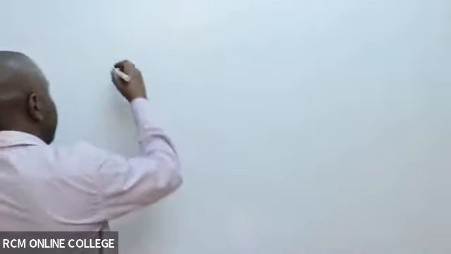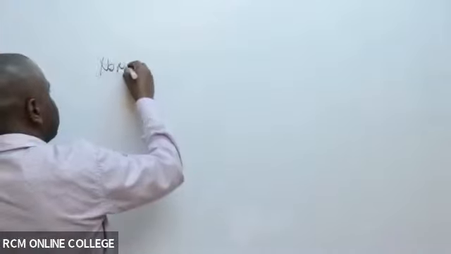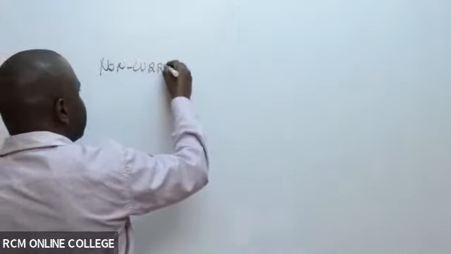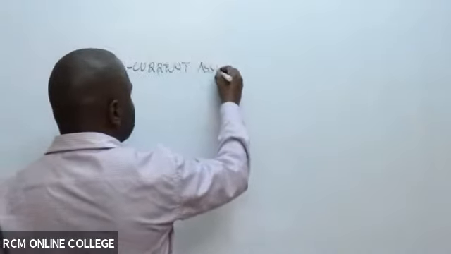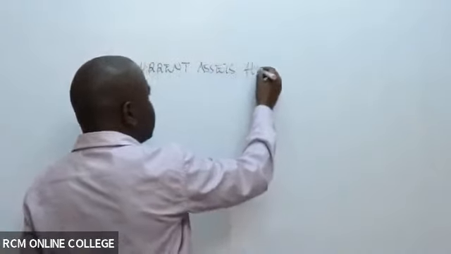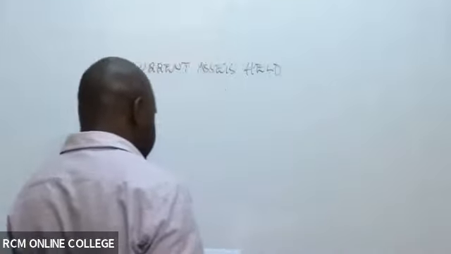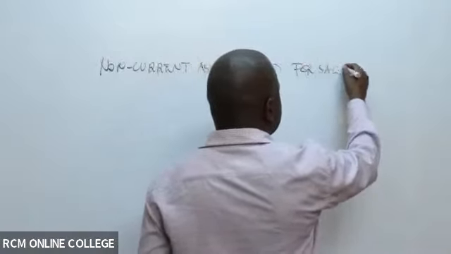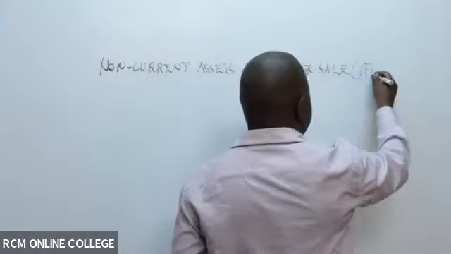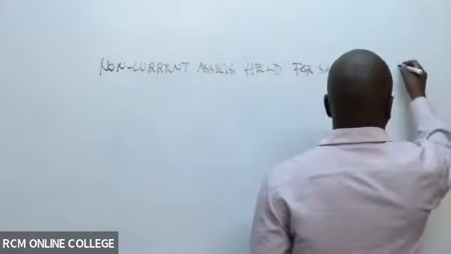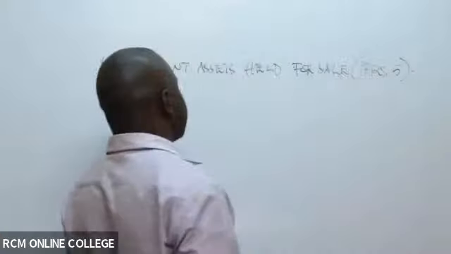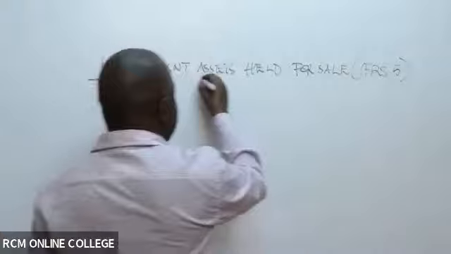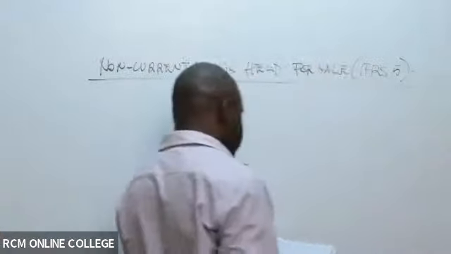In this case, we refer to it as non-current assets held for sale. So you have non-current assets held for sale. This one is under International Financial Reporting Standard number 5.